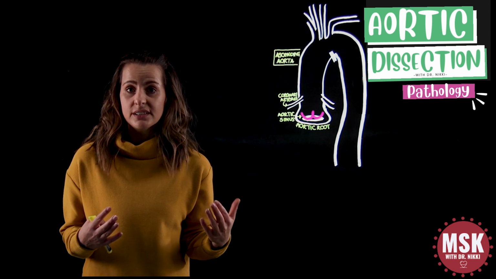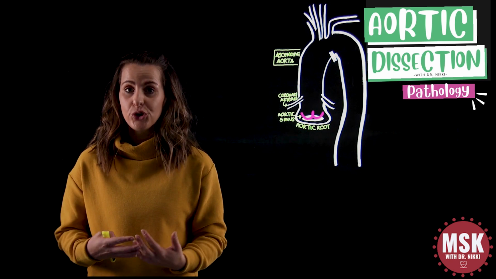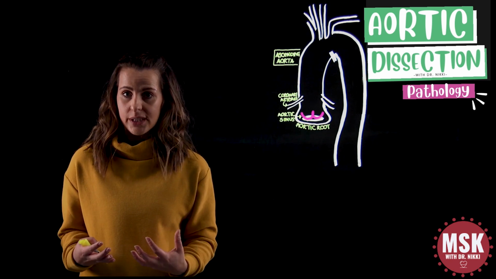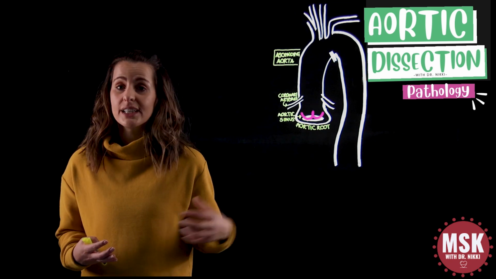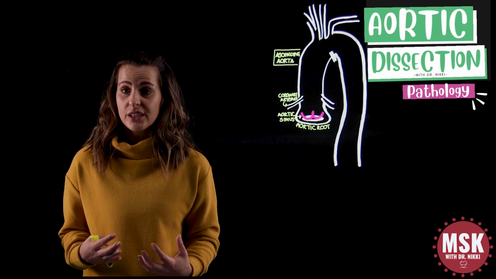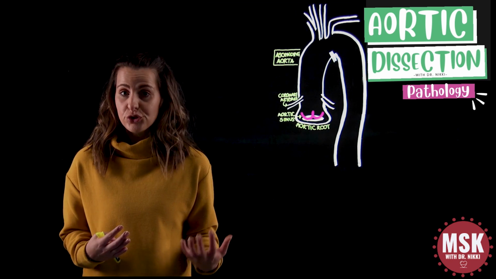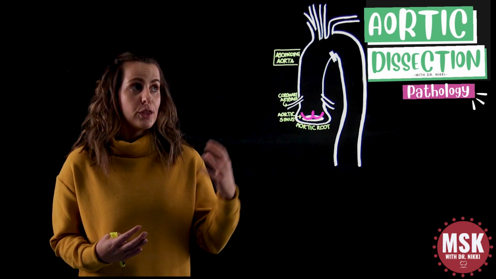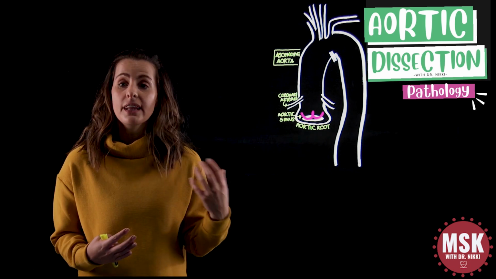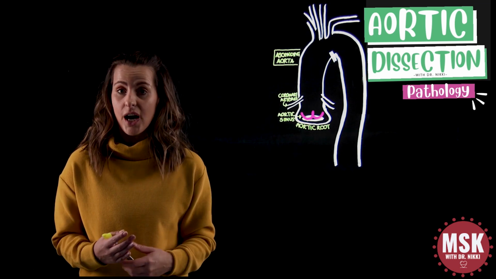As it then passes the second sternocostal joint, it is going to continue as the arch of the aorta, and the arch of the aorta gives rise to 3 collateral branches that are going to supply blood to the head, the neck, and the upper limb. From right to left, these are going to be the brachiocephalic trunk, the left common carotid artery, and the left subclavian artery.